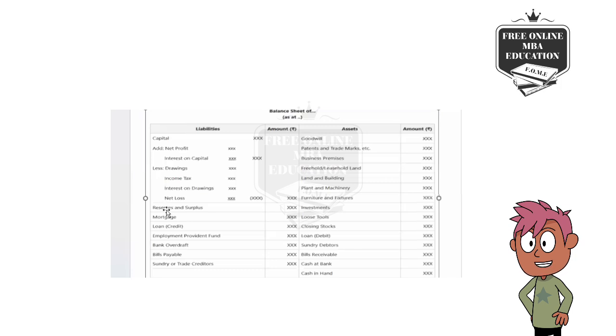If we have got certain reserves and surplus, mortgage, any loan would be there. So these all, whichever are payouts, we are supposed to consider at the liability side. Say we have got certain creditors to whom we are supposed to pay. Those all items would appear at the liability side. So if we have loan, bank overdraft, or the provident fund, this will appear at the liability side.